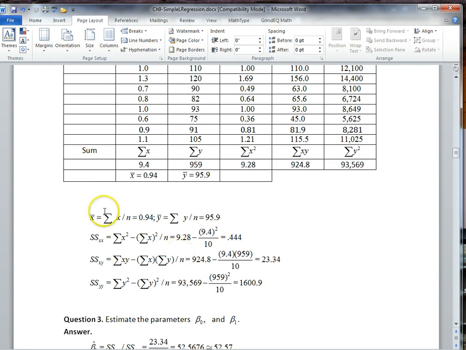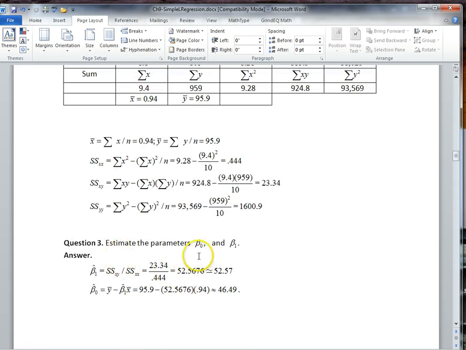Alright, so now I got the data summary, so I can estimate beta 0 and beta 1. I start with beta 1 hat, now we call them hats because they are estimates. SSXY over SSXX, so it's 2334 over the 0.44. Simplify it, and you always should keep as many decimal places as you want, but at the end you can just keep 2, that's fine.